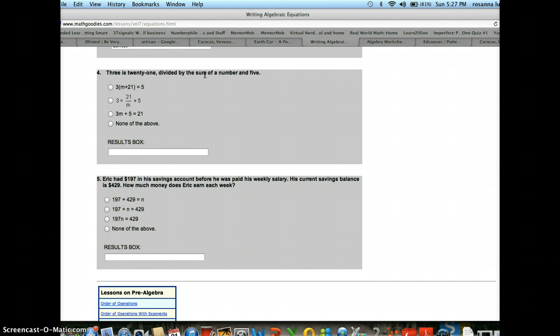So it should be a number and 5, so number plus 5. Do I see a number plus 5? We have 21 divided by a number, and then you add the quotient to a 5. So that means this is not the correct one. So I'm going to choose none of the above. Your answer should have been none of the above.